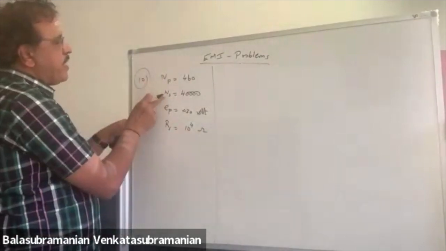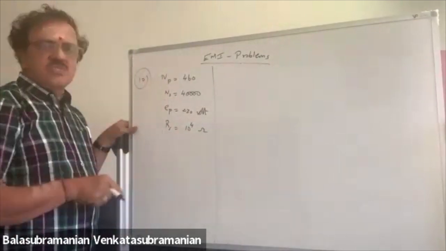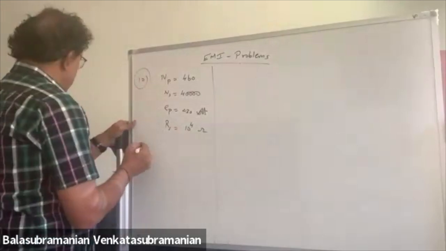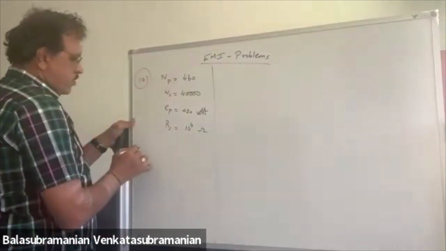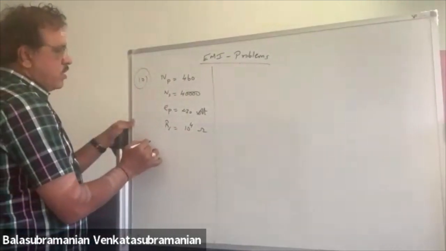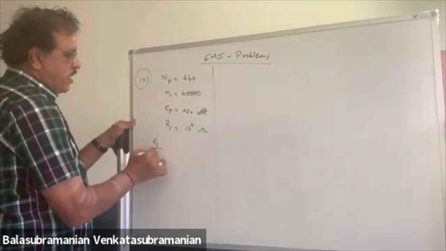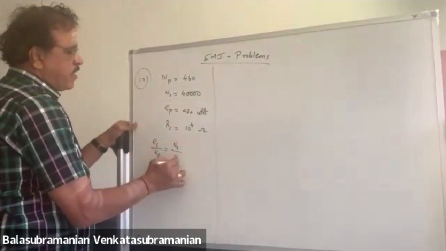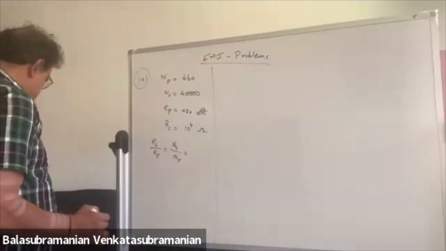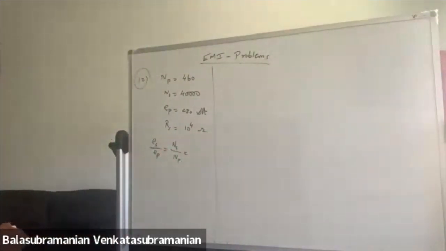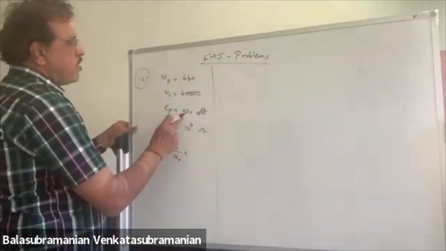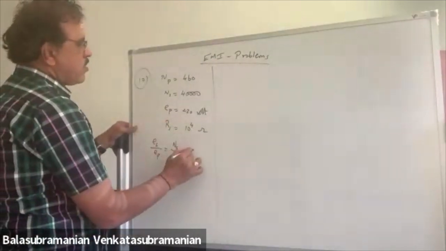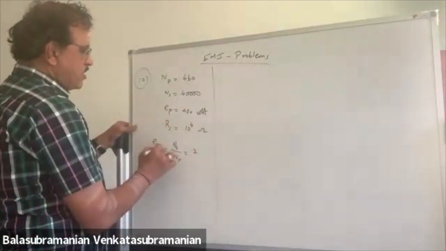EP, NP, NS are given. First you calculate ES. Therefore, ES by EP is equal to NS by NP. What is the value? EP is 230. ES we have to calculate.